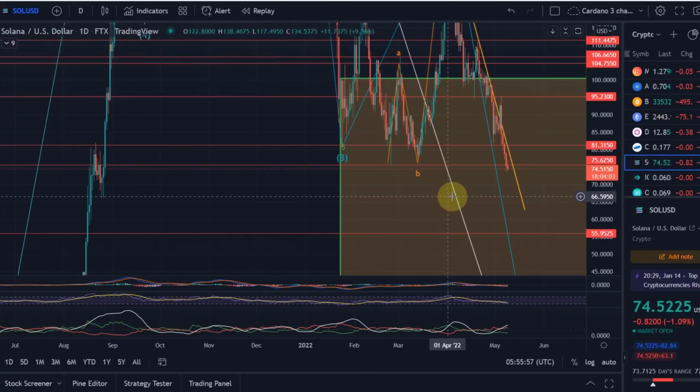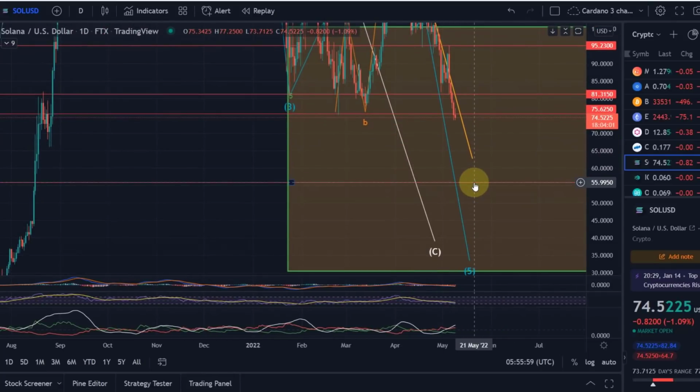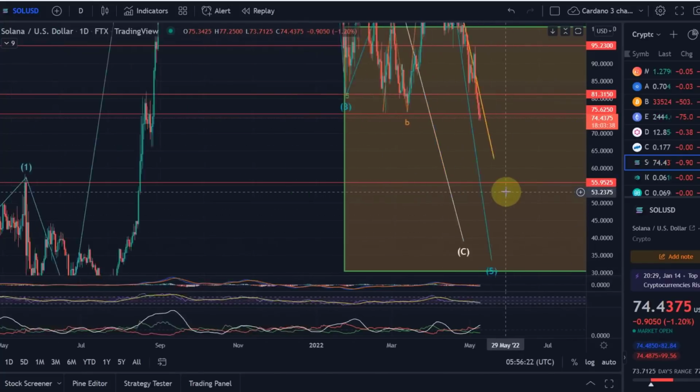So the next major support will be the $55 level. The $55 level is the 78.6% Fibonacci level and the ideal target level I've been talking about for many weeks for Solana to get to. This is the ideal level where Solana ideally retraces to. I mean, it can go down all the way to $30 US, so sort of in this region here.